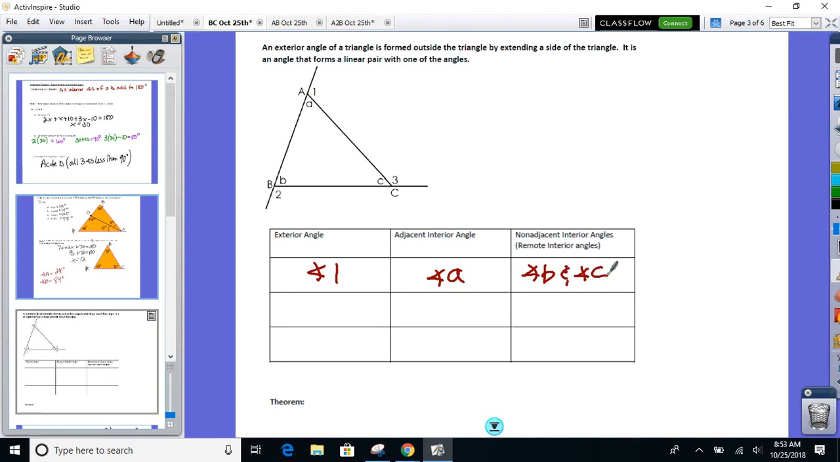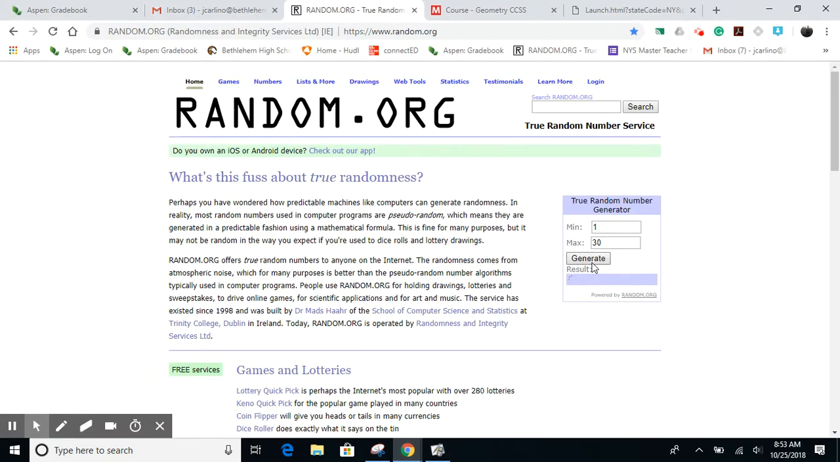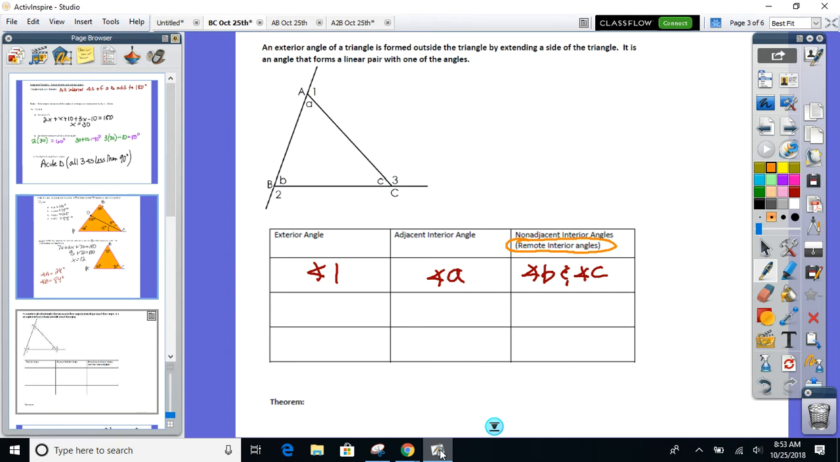Now, it gets too wordy here. I'm not going to refer to them as the non-adjacent interior angles anymore. I like to refer to them as what I have in parentheses underneath, and that is the remote interior angles. Yes, you can still refer to them as the non-adjacent interior angles, but I'm going to start calling them the remote interiors. Okay, give me another exterior angle. Angle 2, there we go.